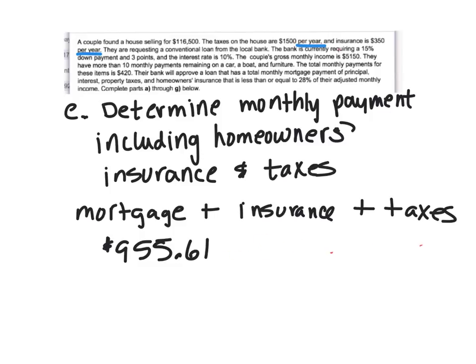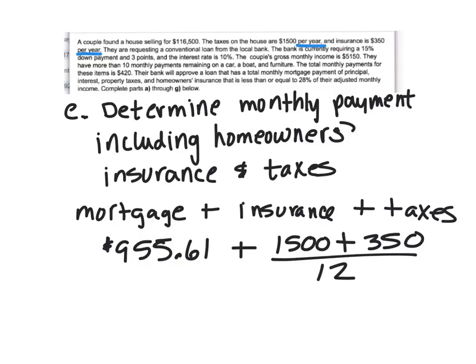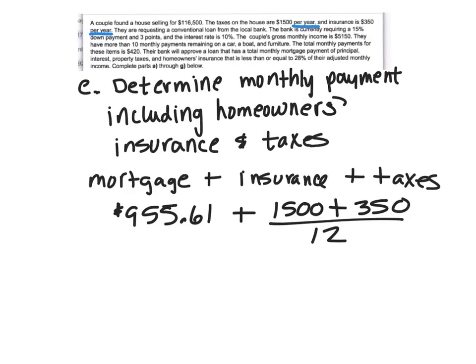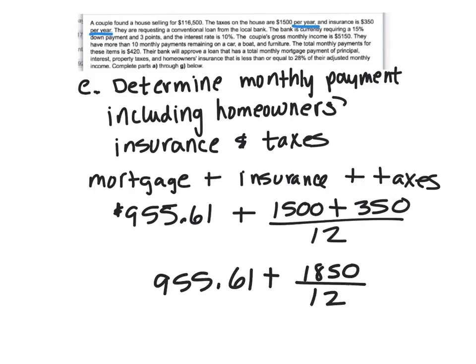So what you need to do instead is you are going to still use that mortgage payment of $955, but you're going to take that $1,500 and that $350, and you're going to add them together, and then you're going to divide by 12, because there are obviously 12 months in a year. So you're going to do $1,850, which is what you would get if you add those together, divide by 12, and then add that to the $955.61.